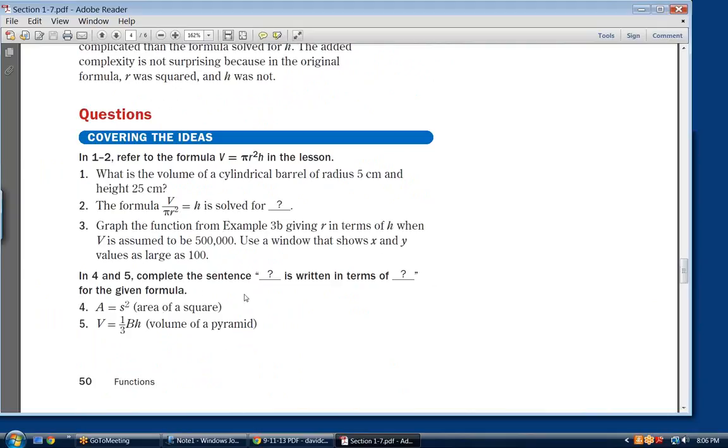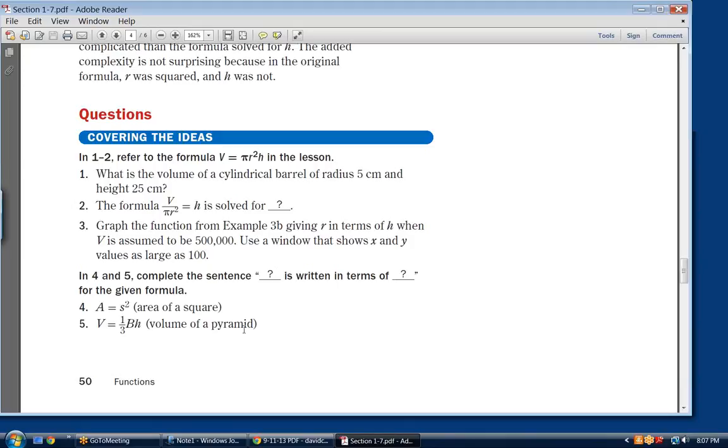Number 4. Okay. Complete the sentence. Question mark is written in terms of question mark for the given formula. So area is written in terms of the side length, or A is written in terms of S. Okay. Number 4. Yeah, I think that's what I had. And maybe they want area is written in terms of the side length of the square. I don't know what your teacher's looking for there.